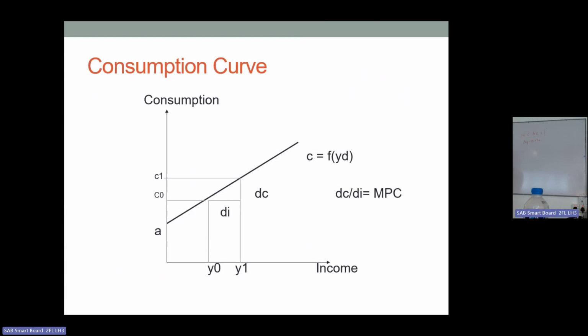Autonomous means when income level is zero, how much is the consumption? That is given by A. Autonomous means other than the income. That explains other factors that determine consumption.